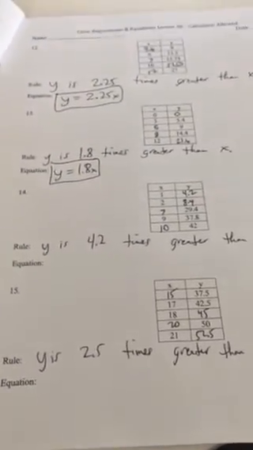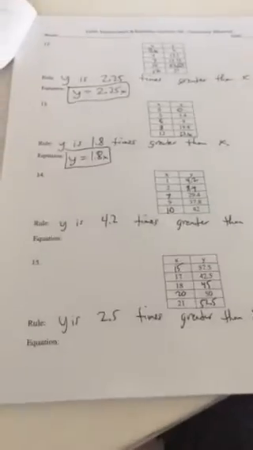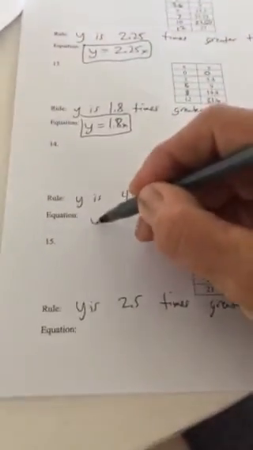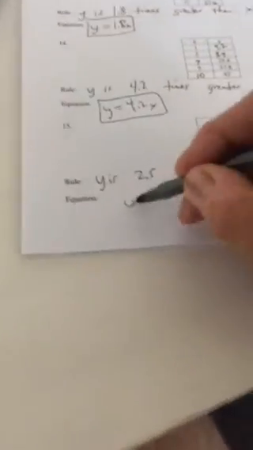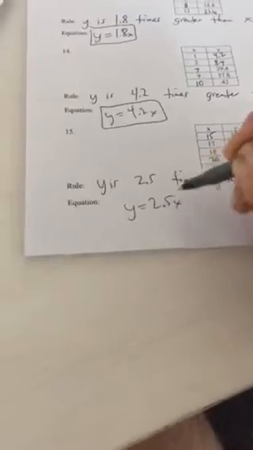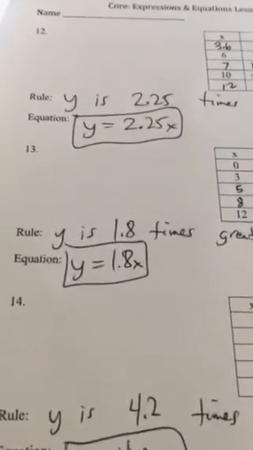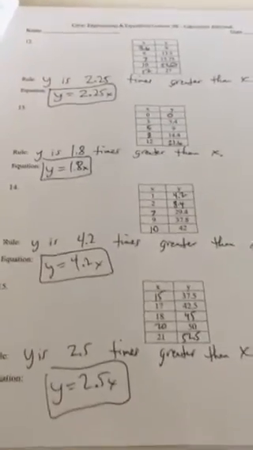Let me know if you have any questions on that. Apparently I didn't finish these last 2 equations. Let me write those in real quick. Y equals 4.2x. And this would be y equals 2.5x. Number 13 is y equals 1.8x. Number 12 is y equals 2.5x.